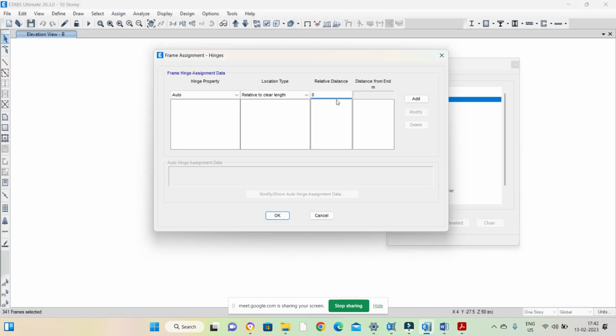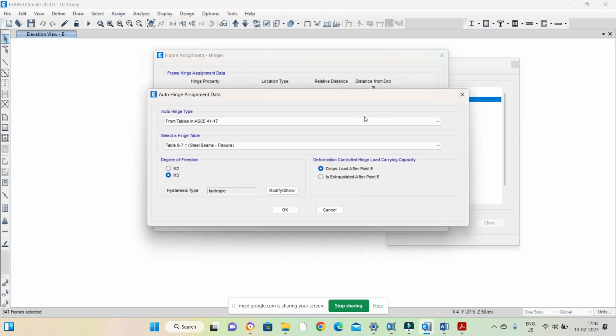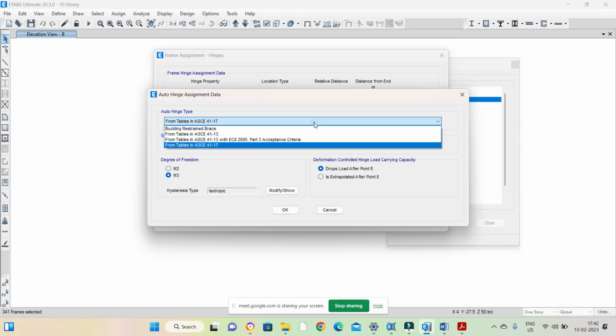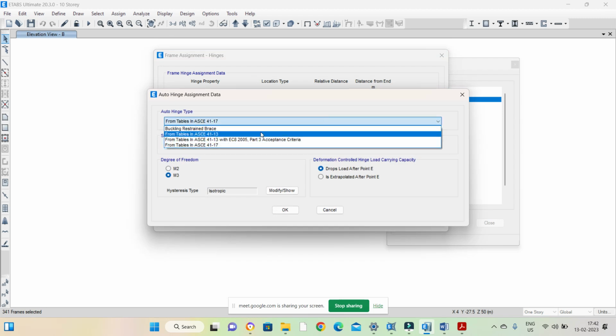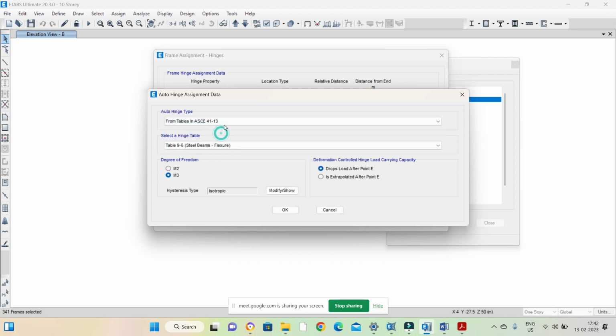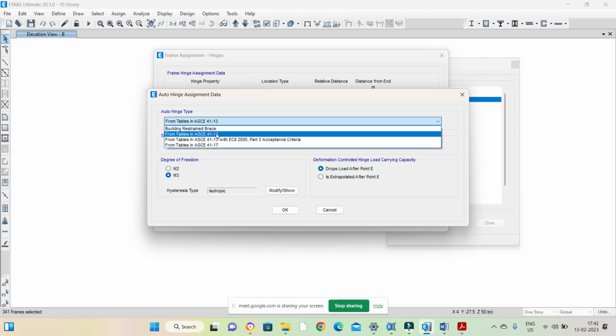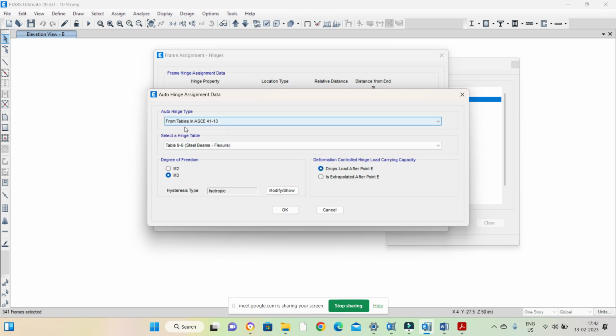So accordingly I can define here 5%, 0.05, and add. Now I am defining for beams, and the backbone curves I'll discuss later on. For the time being, let us consider this ASCE 41-13. I'll show you what it means. Now let us consider this from the table in ASCE 41-13.